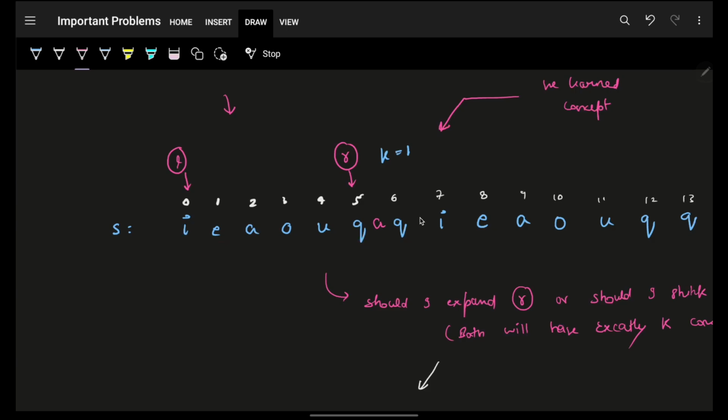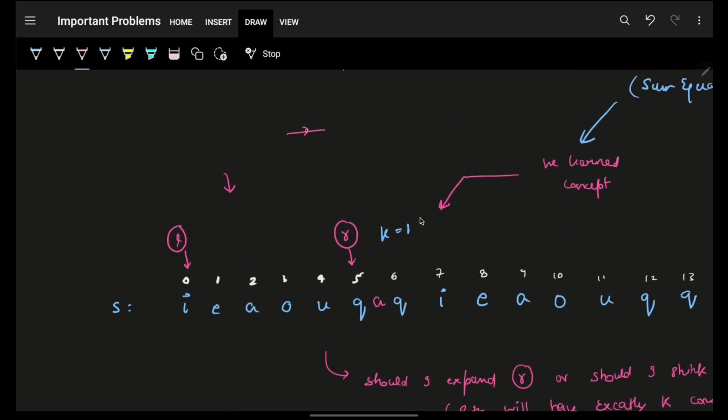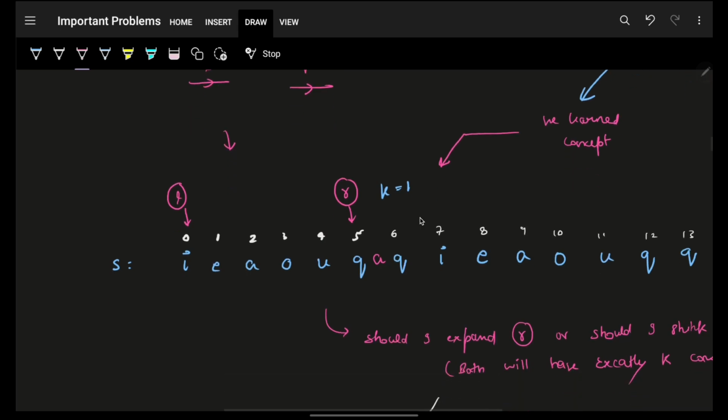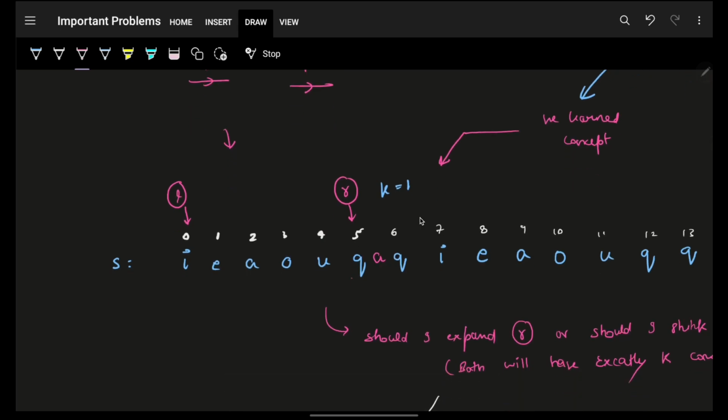Now, two pointer says that you will have to take some operation: expand your R or shrink your L. Those are your two operations. Do one of them. But in this case, if I expand my R, right now this is a very good condition. Why is it valid? Because my vowels are at least once, and my consonant count is exactly k, which is once.